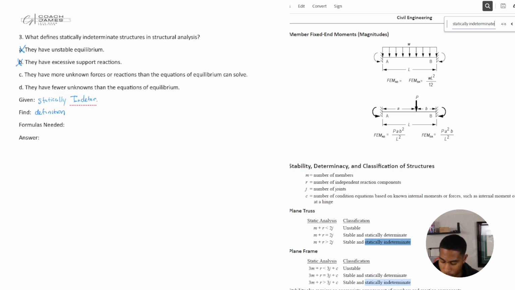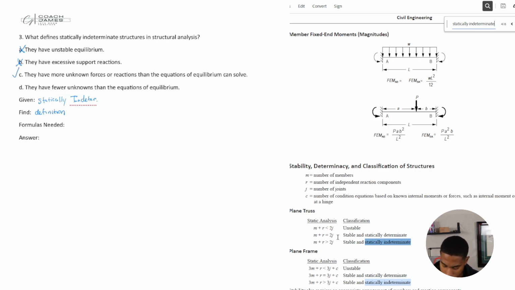They have more unknown forces or reactions than the equations of equilibrium can solve. So there are more unknowns, more unknown forces than known forces. And I can see that. So yes, C.